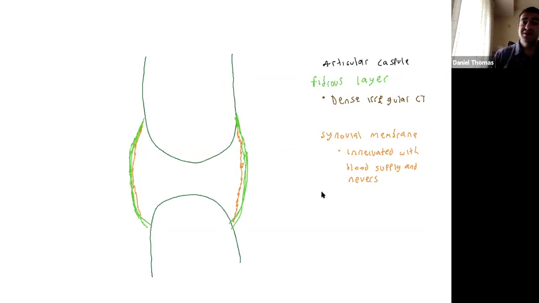The other purpose of this, which is really important, of course, is that it's going to secrete synovial fluid. Synovial fluid is a substance that has egg white-like consistency. It's supposed to be slippery, and the goal is to reduce friction between two bones. It is of incredible importance. So the synovial membrane, you can say, is the living part of the articular capsule.